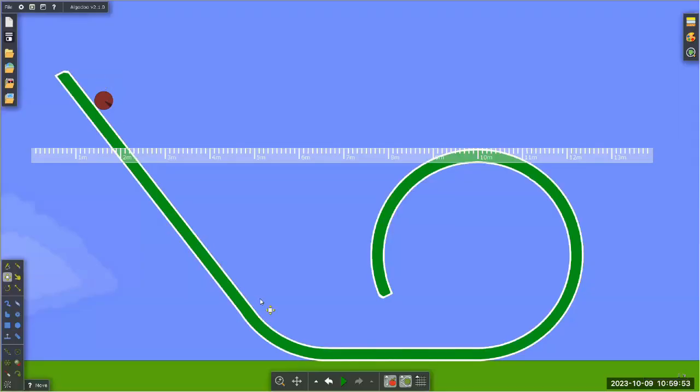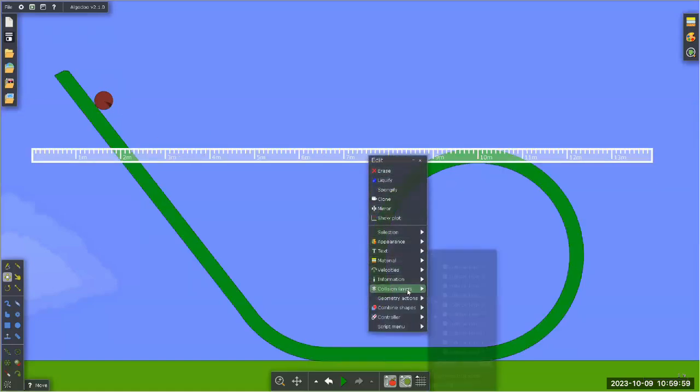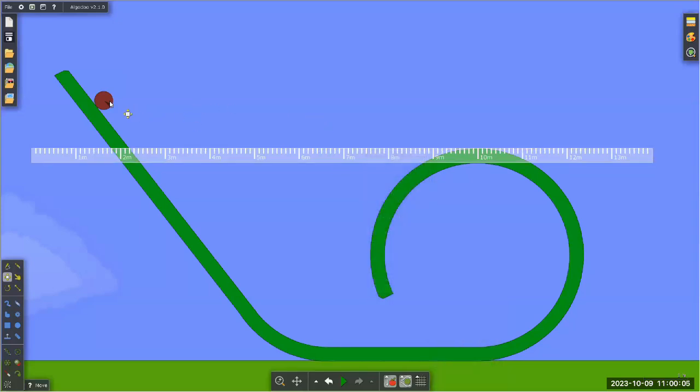This is the track. I tried to smooth it out so that it won't bounce around anymore. This is my ruler, and the ruler is glued to the background, and it's assigned to a no collision layer so that nothing will collide with the ruler. This ball will just fall through it.